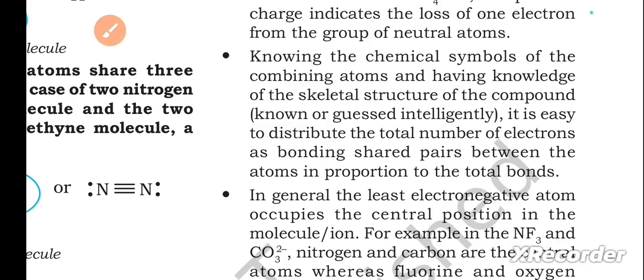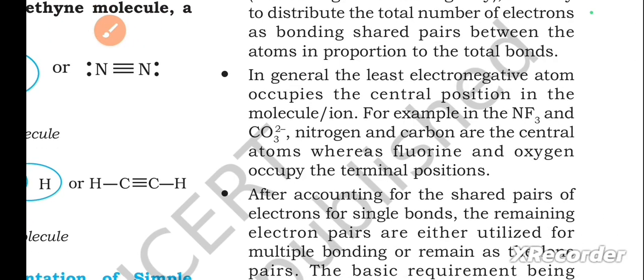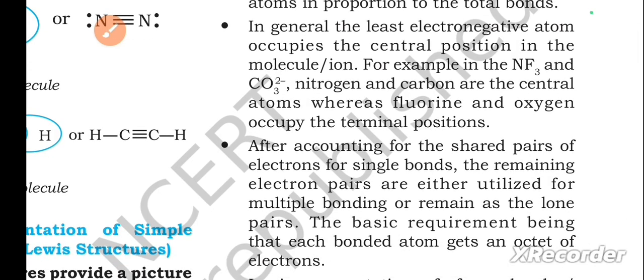Next point, knowing the chemical symbols of the combining atoms and having knowledge of the skeletal structures of the compound, known or guessed intelligently, it is easy to distribute the total number of electrons as bonding shared pairs between the atoms in proportion to the total bonds. In general, the least electronegative atom occupies a central position in the molecule or ion.